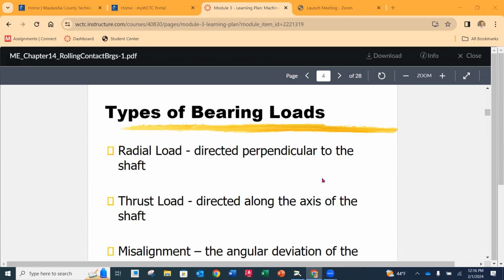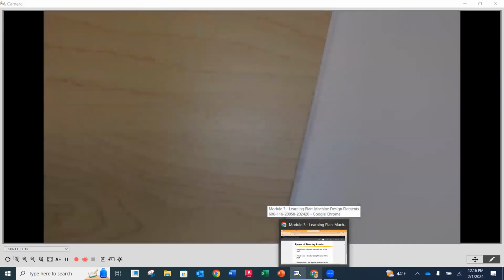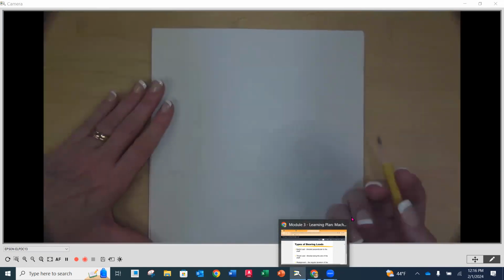And the first one is called a radial load. A radial load is going to be directed perpendicular to the shaft, and a thrust load is going to be directed along the shaft. So I wanted to go underneath and draw a brief little diagram of a shaft and where we would have a bearing, and what the directions of these radial and thrust loads mean.